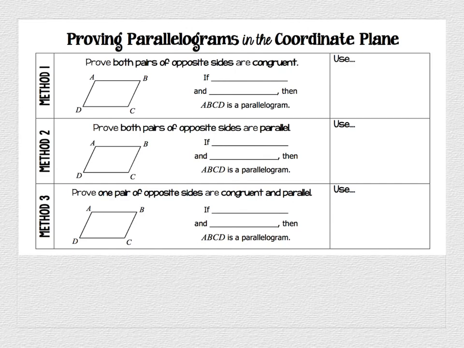So we will be graphing in this unit, and if we have to graph and put things on the coordinate plane, we will be able to prove both pairs of opposite sides are congruent if side AB is congruent to side DC and side DA is congruent to side BC. Now, how will we do that? Oh, we would use the distance formula.